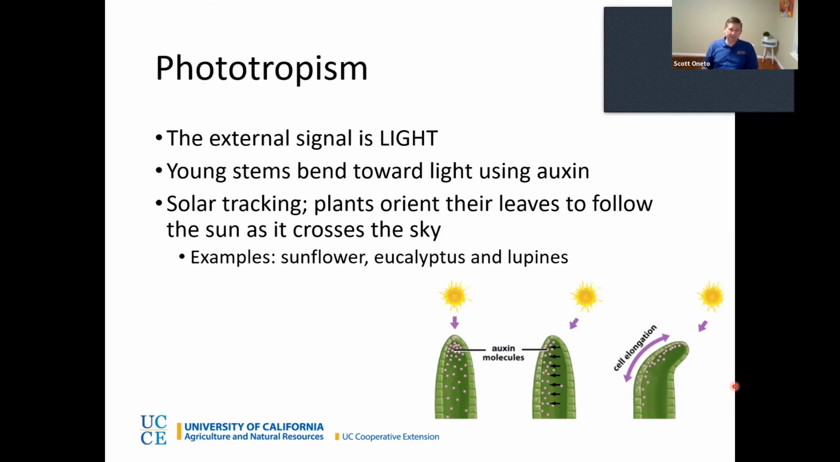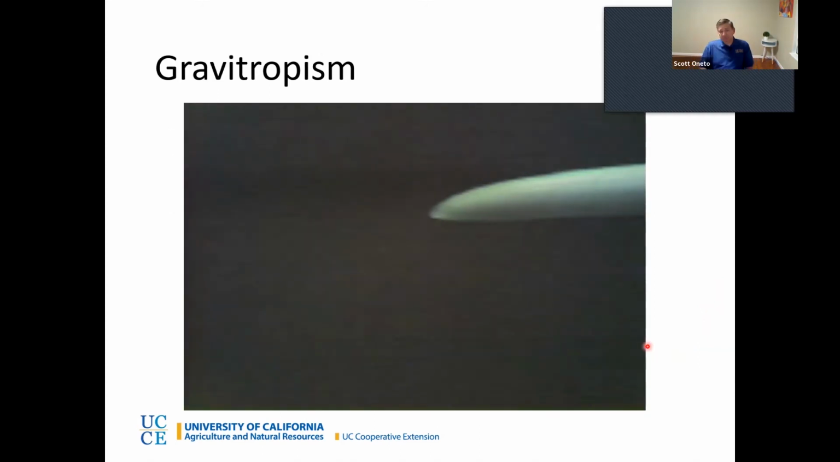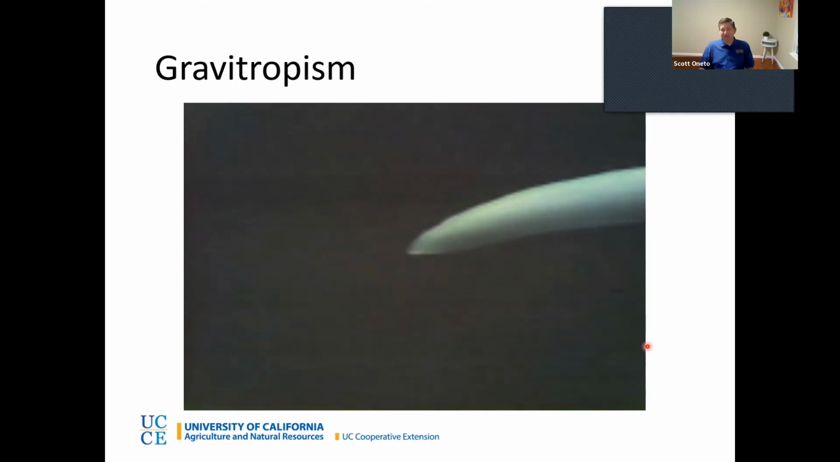And there's lots of examples of plants that show phototropism. That includes things in the sunflower family, which have a tendency to be solar trackers, also eucalyptus trees, and some members of the legume family, especially lupins, are really good at solar tracking. Now, the second tropism is called gravitropism. And gravitropism, of course, is in response to gravity.